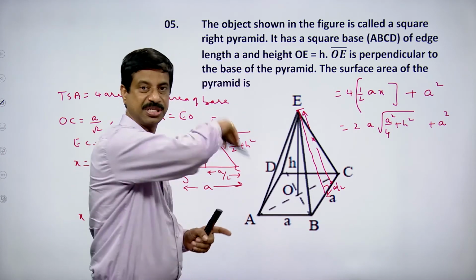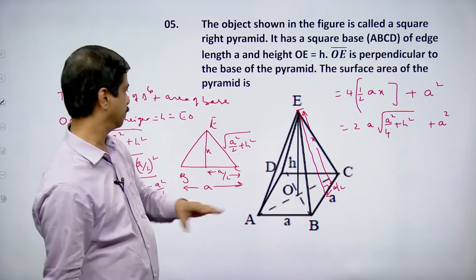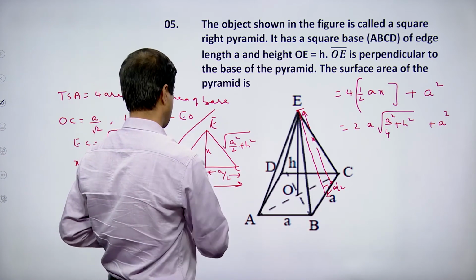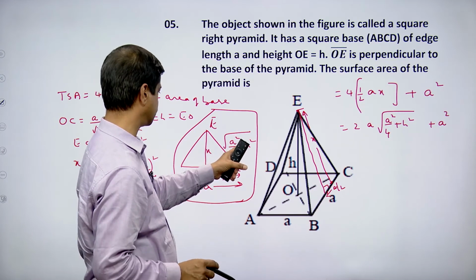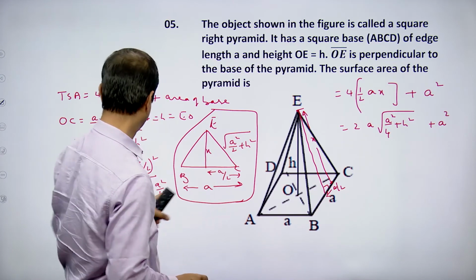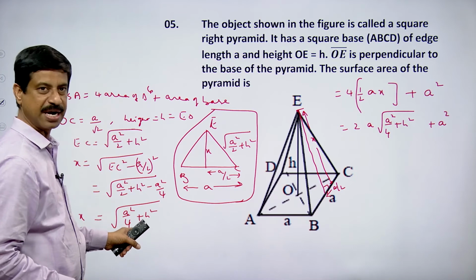This we did in the previous problem. Okay, you can go there and see. So this is the logic we have, half into base into height. So what is x? Root of this square minus this square, Pythagoras theorem. That's what I did. Simplify, you'll get it like this.